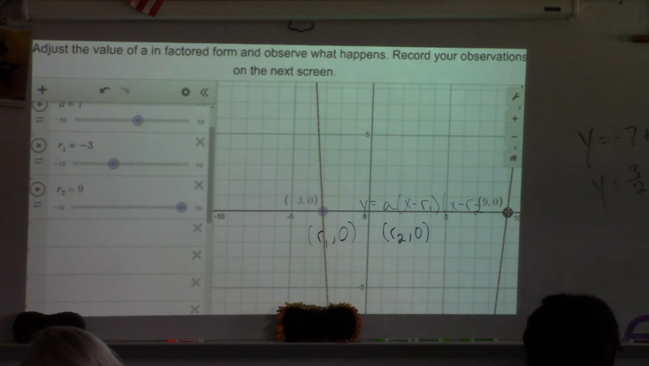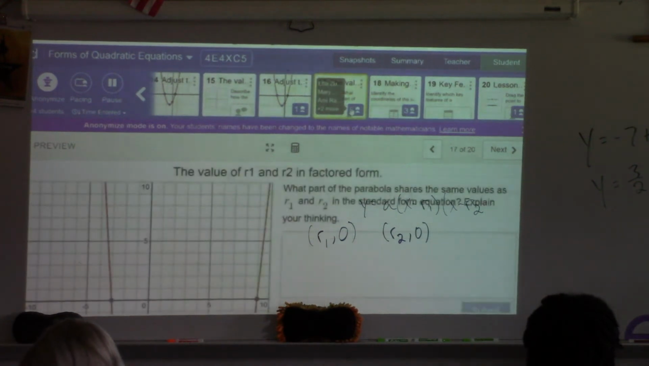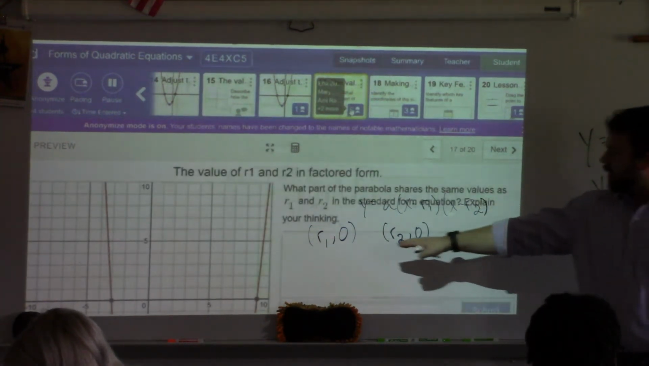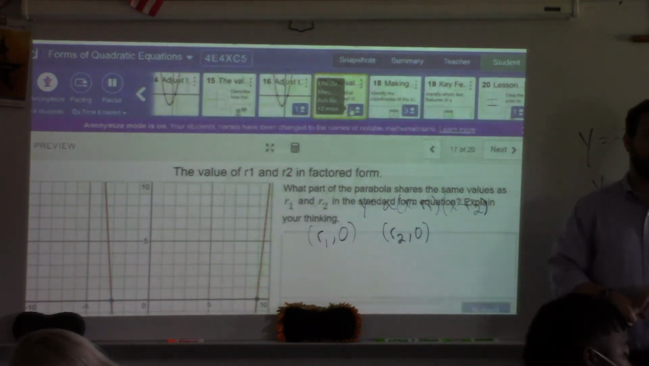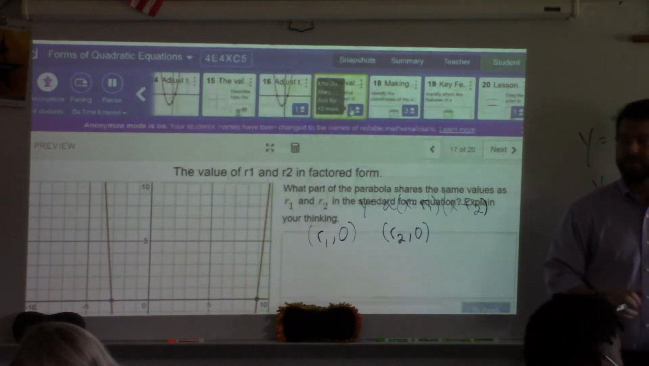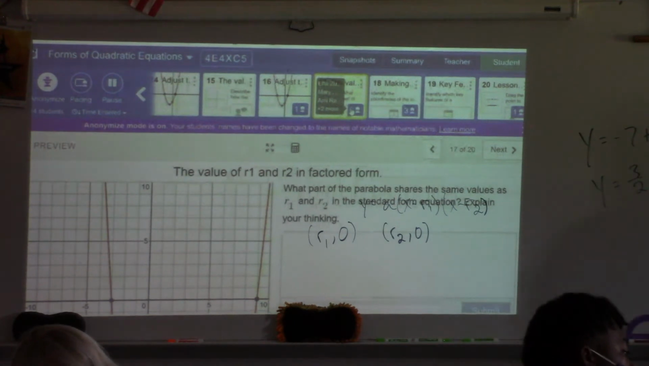So Nathan, coming back to that, what do you think about Lexi's assertion that R1, comma 0 would be one of the x-intercepts, and R2, comma 0 would be the other x-intercept? Does that make sense? Is that fair? So from here, I want to talk about two quick things.